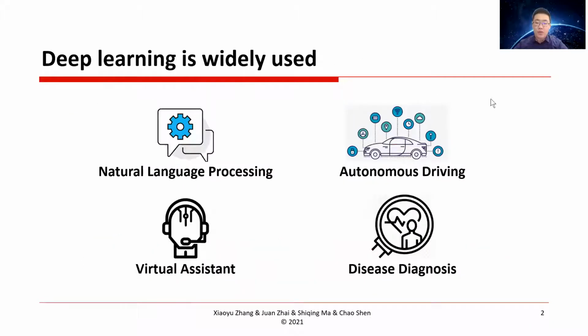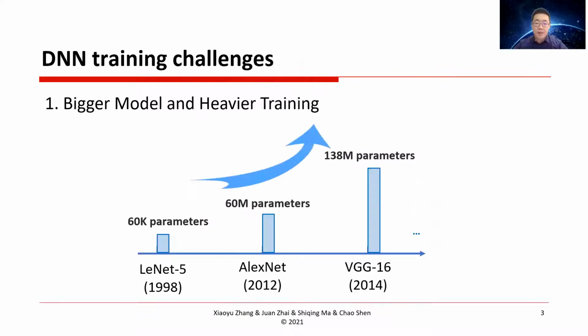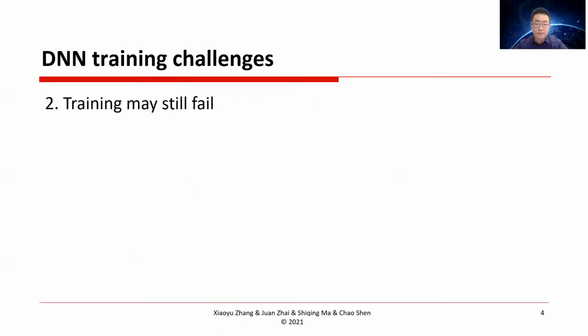Recent advances in deep learning have made it possible to benefit users in many fields: machine translation, virtual assistants. These convenient tools are inseparable from deep learning. However, deep learning still faces challenges. In order to obtain better learning effect and be competent in more complex tasks, DNN models continuously become larger and the training also becomes more and more onerous.